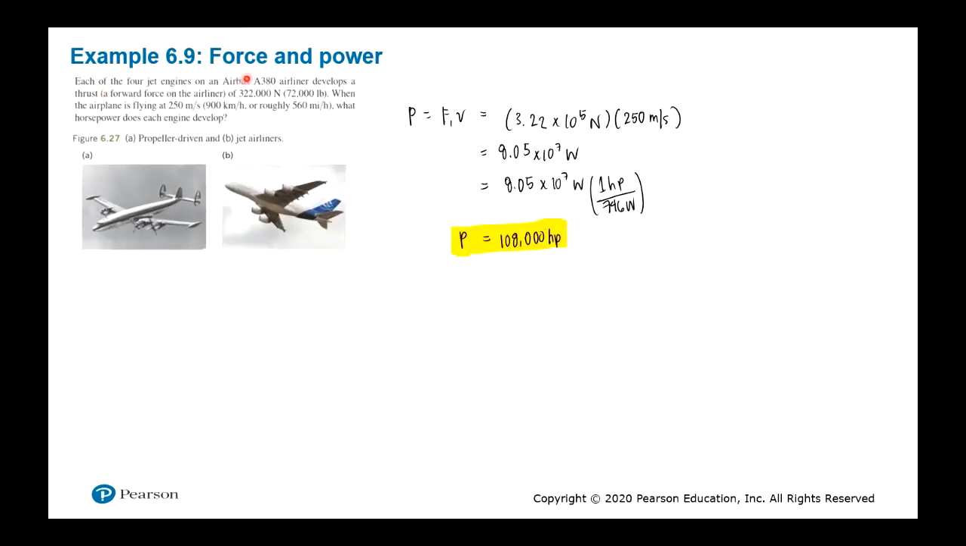So we have our force of 3.22 times 10 to the fifth power newtons. So put it in scientific notation, and take note of this exponent. Then times the velocity of 250 meters per second, giving you a power of 8.5 times 10 to the 7 watts. Or in horsepower, you divide: 1 horsepower divided by 746 watts, giving you a power of 108,000 horsepower. So that is the horsepower that each engine develops as the thrust is given.